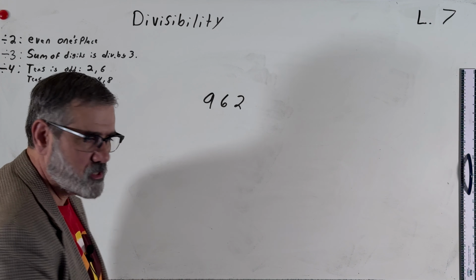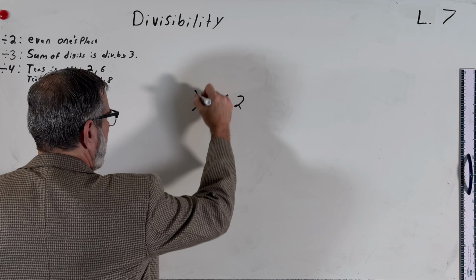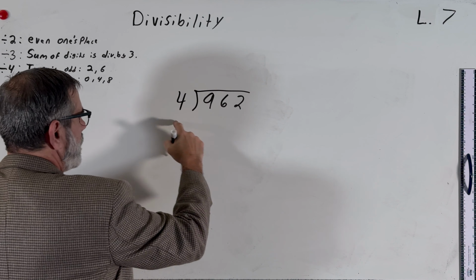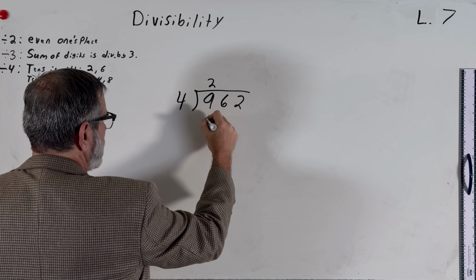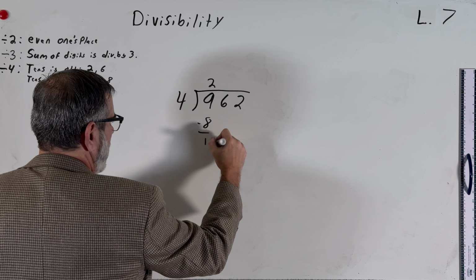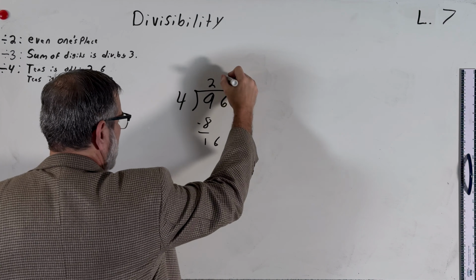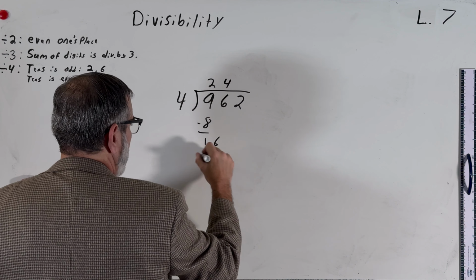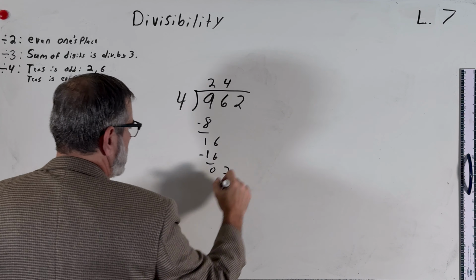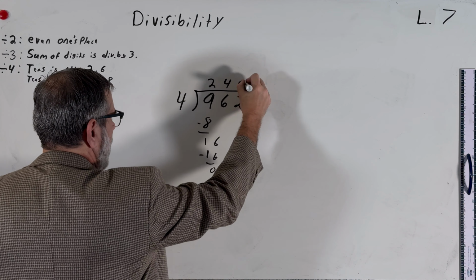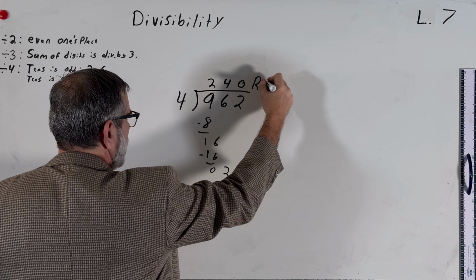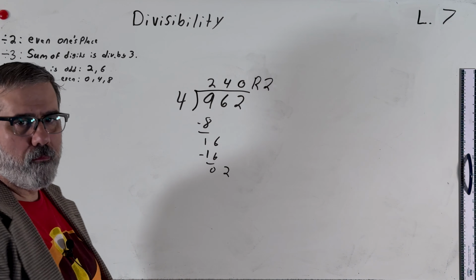So let's check it just to prove ourselves right here. We'll divide 4 into this. 4 goes into 9 2 times. 4 times 2 is 8. 9 minus 8 is 1. Drop down the next digit. 4 goes into 16 4 times. 4 times 4 is 16. That gives me a remainder of 0. Drop down the next digit. 4 goes into 2 0 times, and so we'll end up getting 240 remainder 2. Not divisible by 4.